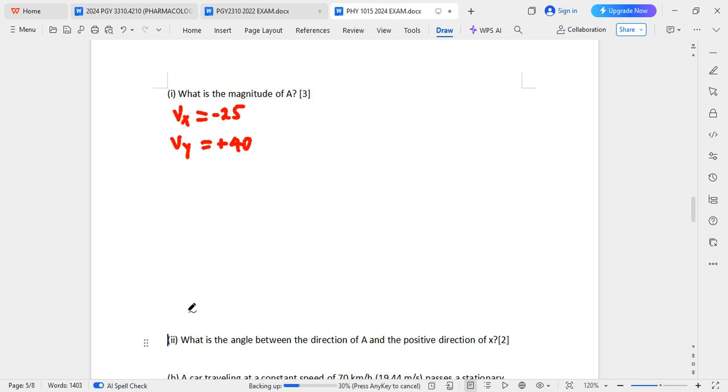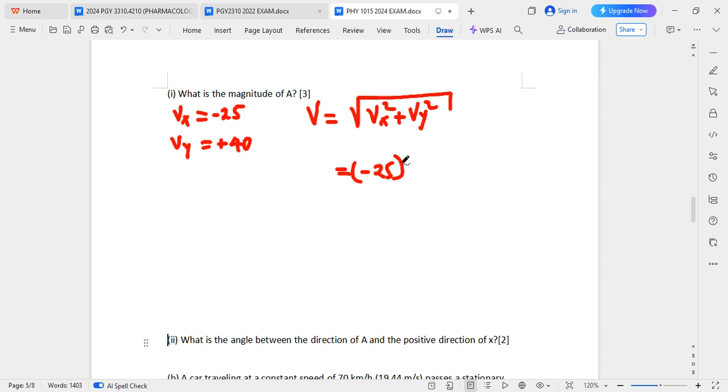Now, how do you find the magnitude of a vector? The magnitude of a vector V is simply given by the square root of the x component plus the y component, and each one of these is squared. So this is going to be negative 25 squared plus 40 squared, and then square root that. If you punch this on your calculator, it will give you 47.17 meters.